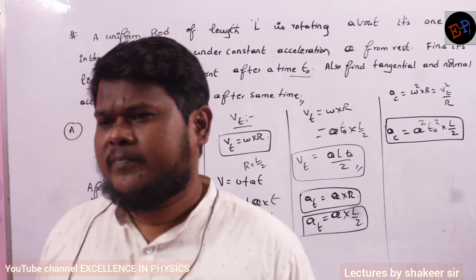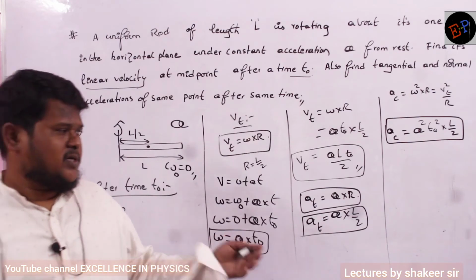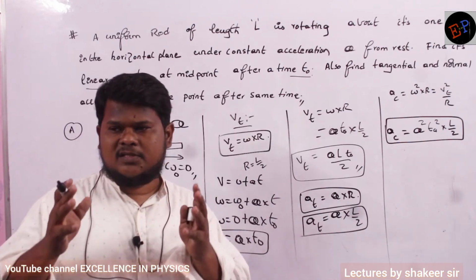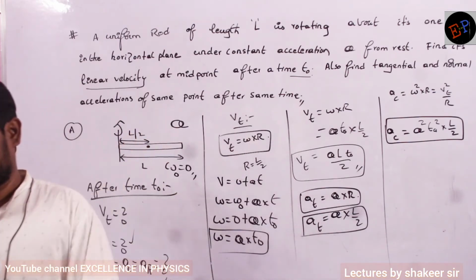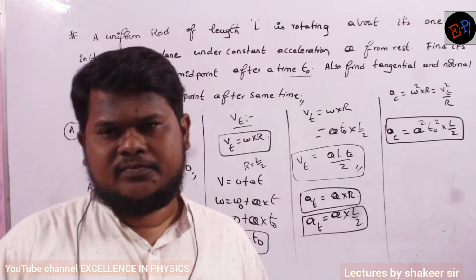Understood how we are doing? So we are taking the help of kinematics also, because rotational motion and circular motion are just analogous to kinematics, the equations of motion in one dimension. Understood, no? That's it.